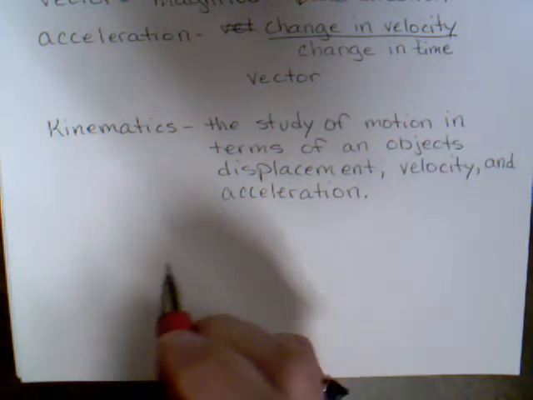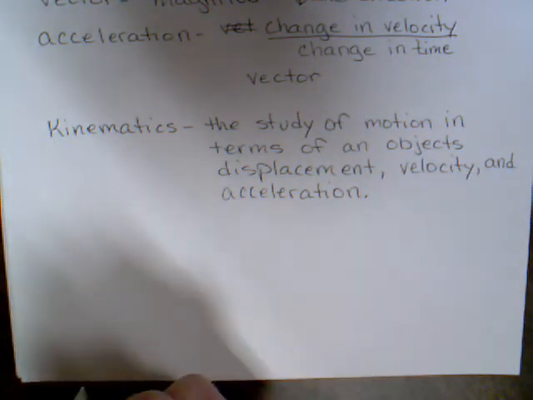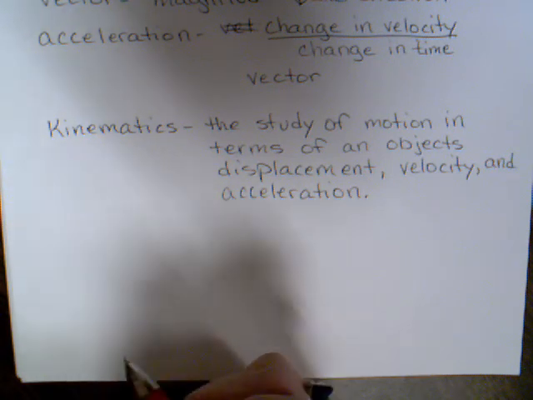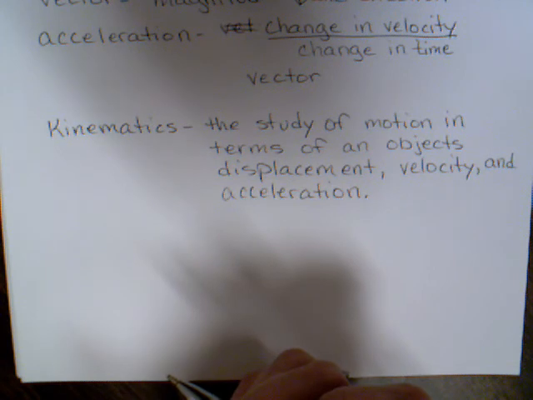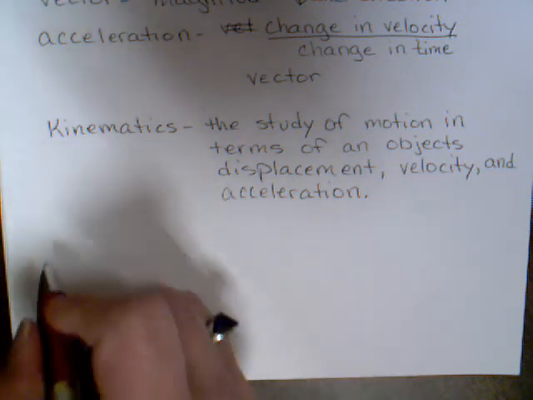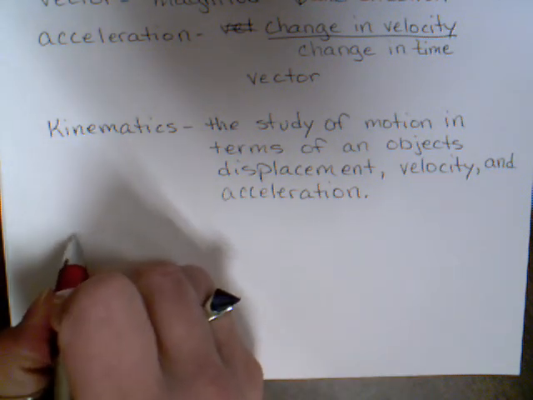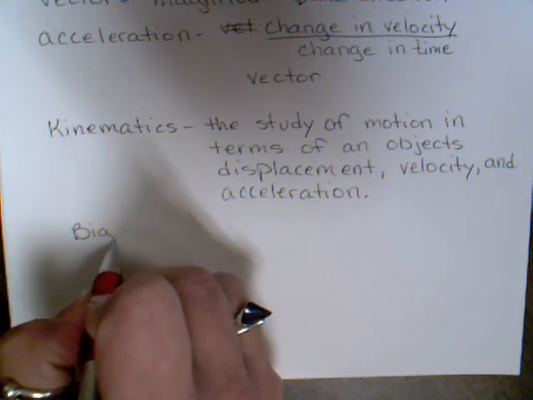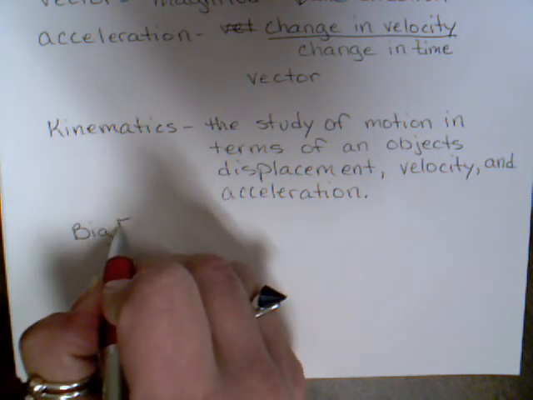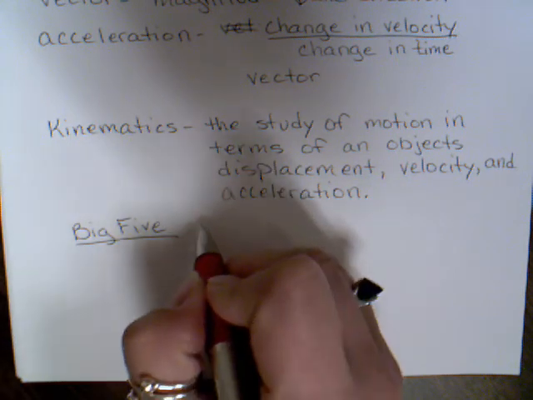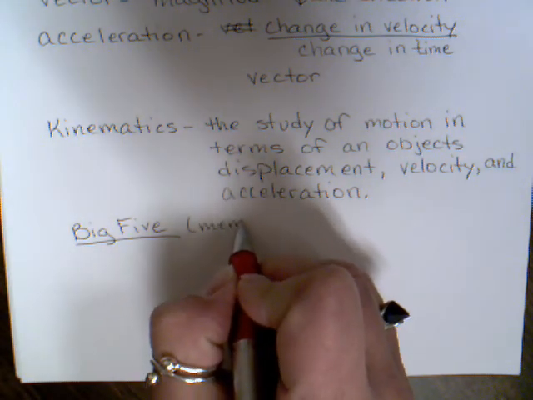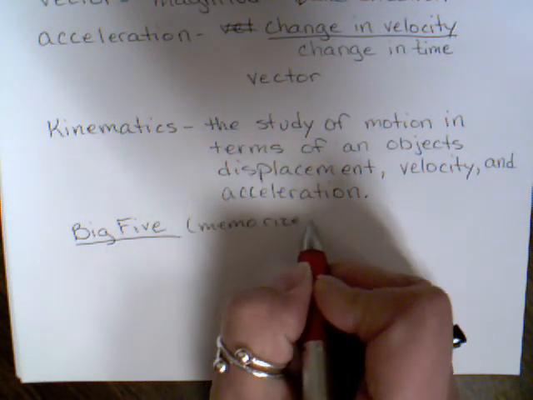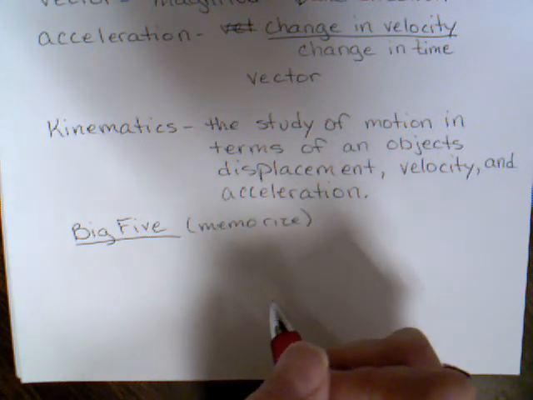In order to study the motion, or to use kinematics, we will need several formulas to calculate its displacement, velocity, and acceleration, and the time it takes to get from one place to another. And these formulas I will refer to as the Big Five. And you will need to memorize these as well as the metric system.